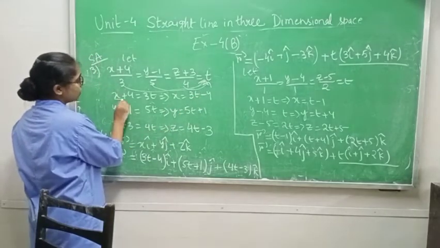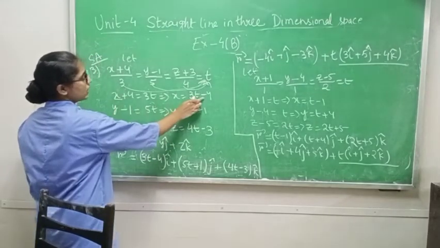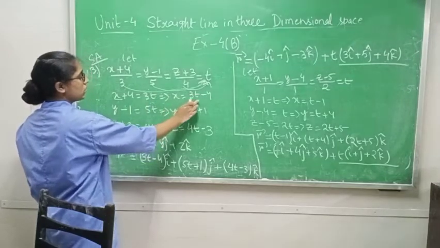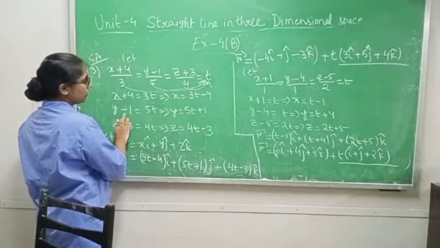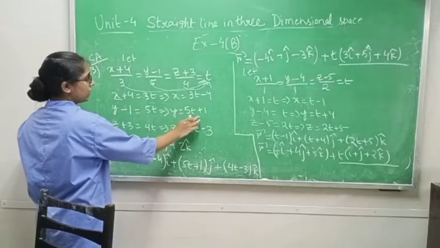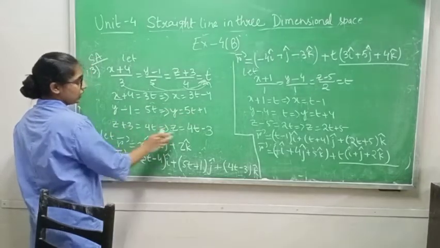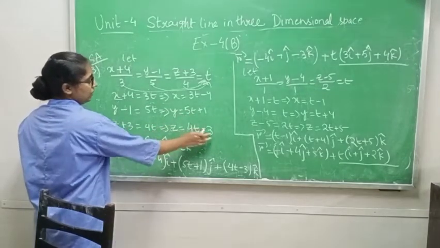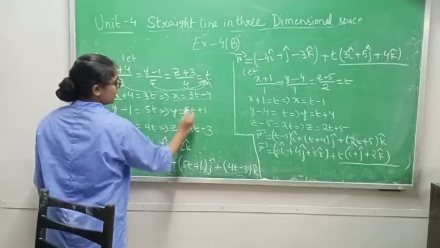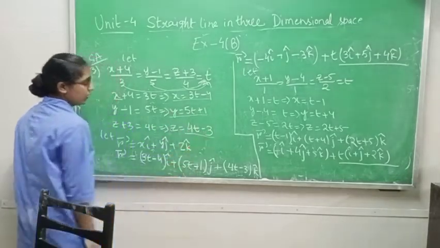Now I will find the x value. So the +4 will come to this side, it will become −4, so x = 3t − 4. Now −1 will come to this side, it will become +1, so y = 5t + 1. Again +3 will come to this side, it will become −3, so z = 4t − 3. So you are getting x, y and z like this.